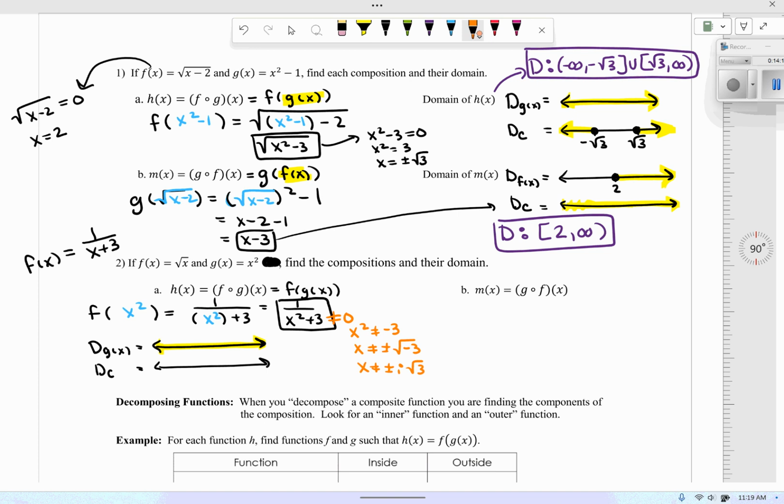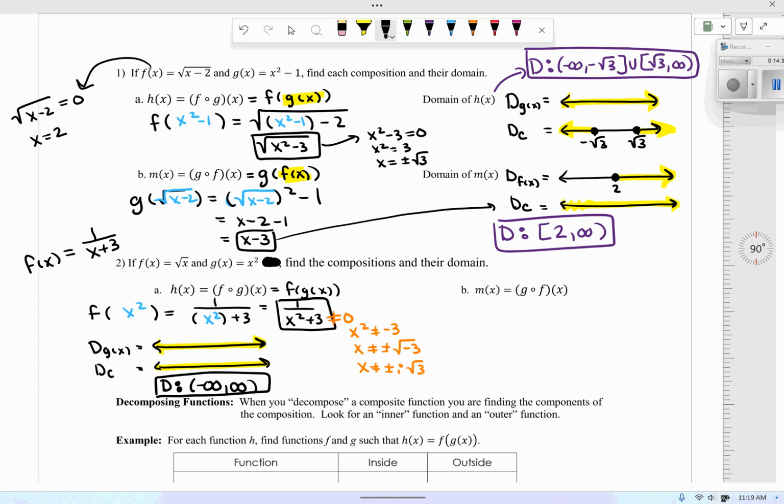So notice that gives us imaginary answers. And we've talked about this before. That means whatever you plug in for x here is never going to make your denominator 0. If you plug in 0, you get 0 squared plus 3. If you plug in a negative value, you're squaring it and then again adding 3 to it. So that means the domain is still all real numbers. So the domain for the entire composition here would be negative infinity to infinity.